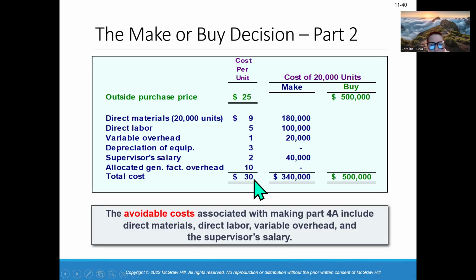At $30. But remember the depreciation of the equipment, that's a sunk cost. We can't get that back. And the allocated general factory overhead is going to be spread to the other divisions if we're not allocating it to this area. So that is also unavoidable. So when we look at the cost to us actually to make these 20,000 units, it's only $340,000 in unavoidable costs. So in reality, it is cheaper to make these items ourselves.